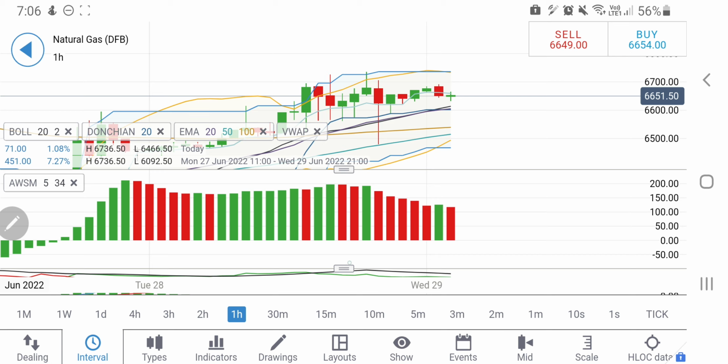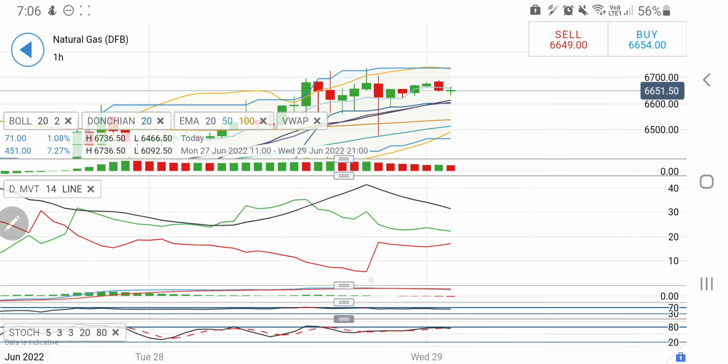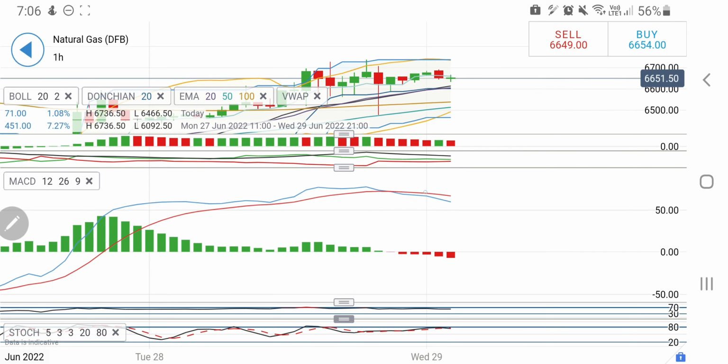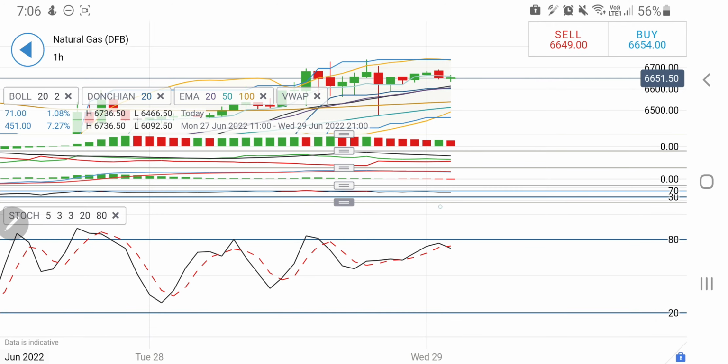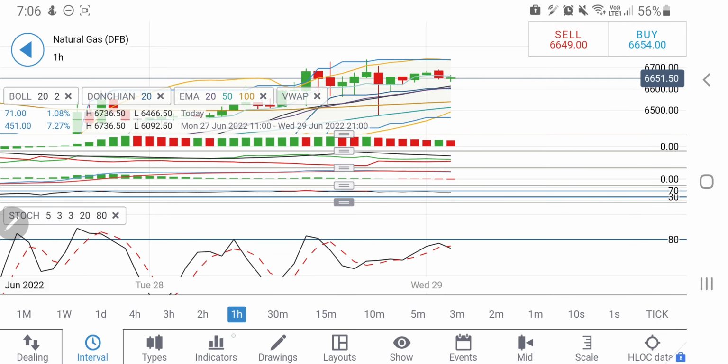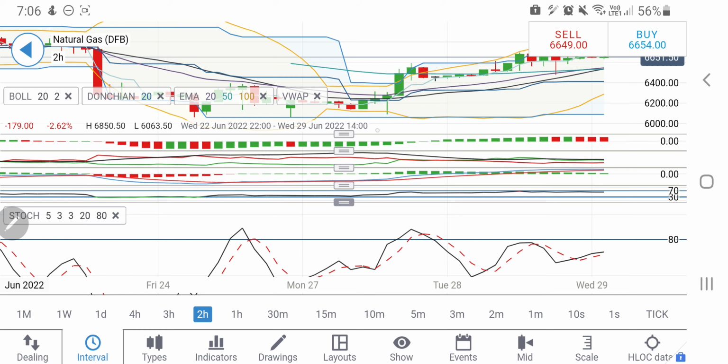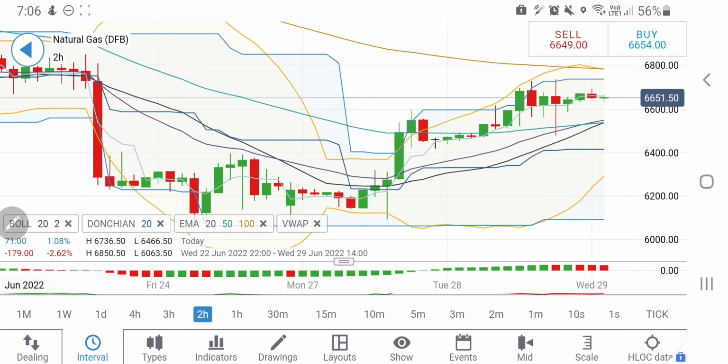The oscillator has seen the high, trying to converge a bit. The directional movement is still bullish, trying to converge a bit. The MACD is wide divergent and bearish here on the hourly charts, and if you look at the stochastic, this is overbought and it is trying to cross over for a sell entry. But this is just on the hourly charts.